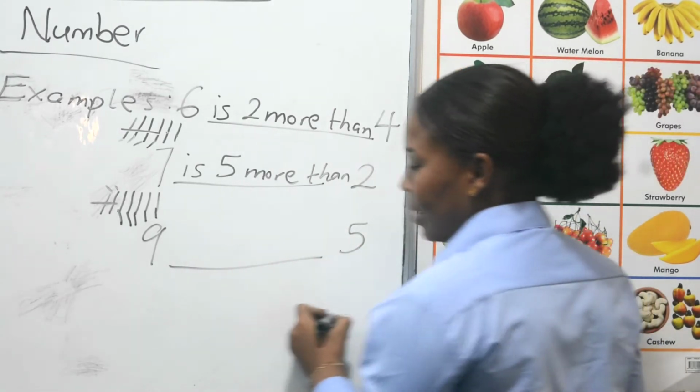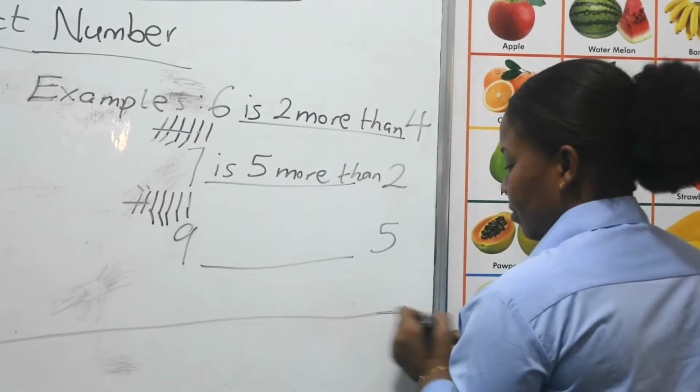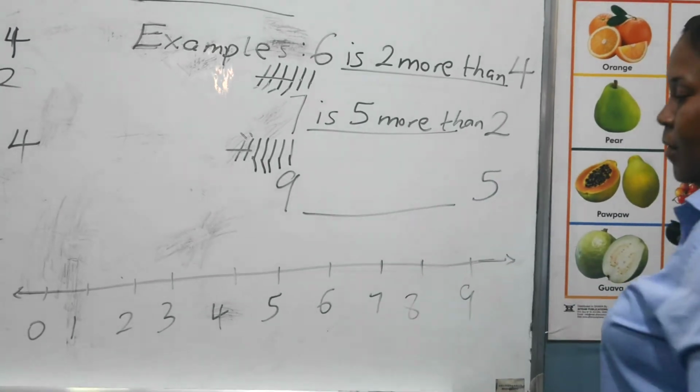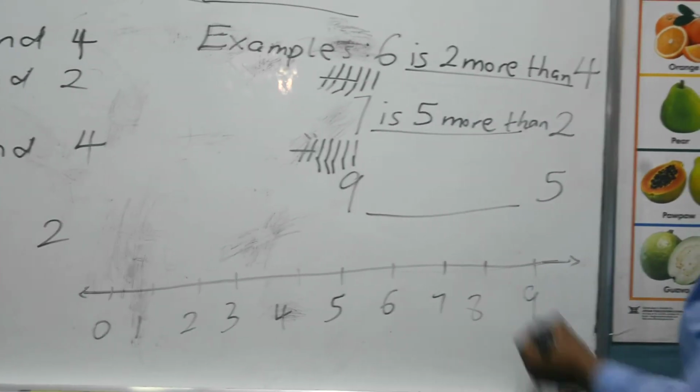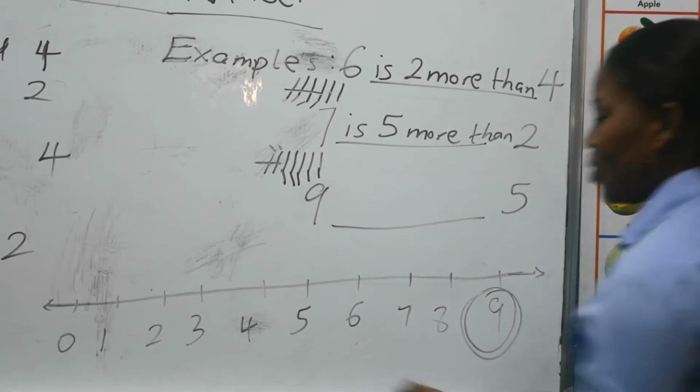The last example, let's use the other method to solve it. That is the number line. So we can identify 9 on the number line. Here is 9. And then 5 is also here.